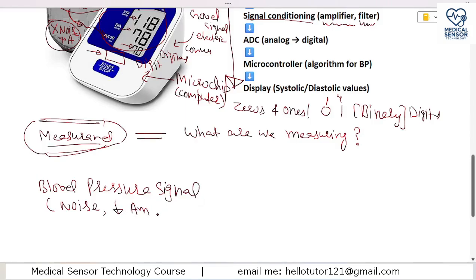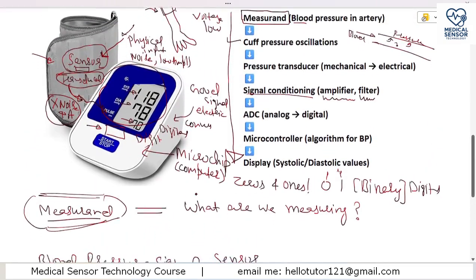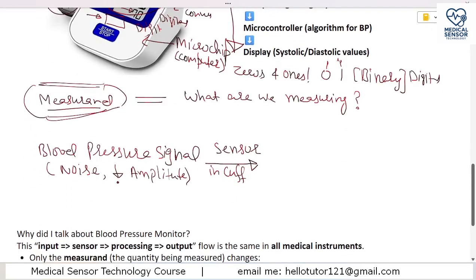So the sensor in what? Sensor in the cuff, CUFF. This is the cuff. It detects this blood pressure signal. It detects, but the problem is, it again has the same problems: noise and low amplitude.